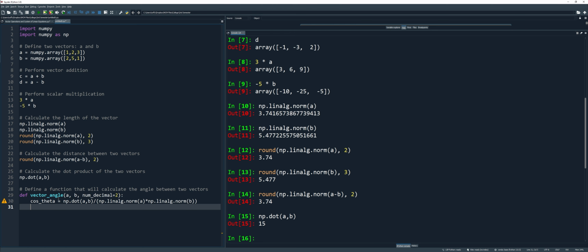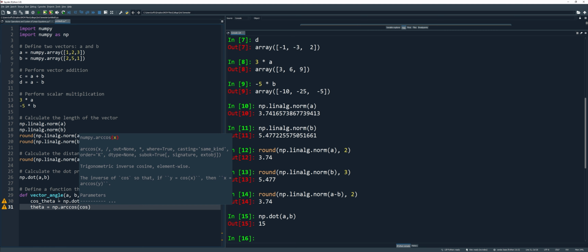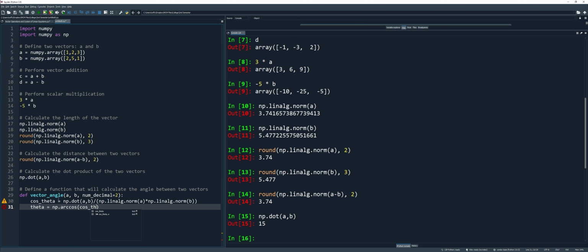Next, this is not our final answer yet. We need to get the theta, not the cosine theta. So we will now create an operation for that. I will store the value of the theta in the theta object. And we can get the value of theta from cosine theta by using the arc cosine function. Arc cosine in Python, specifically in numpy, is np.arccos. So here, we want to get the arc cosine of cosine theta.